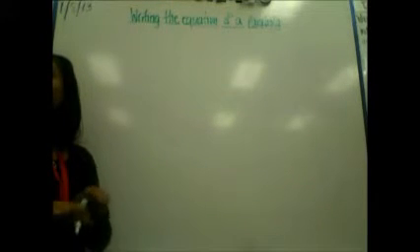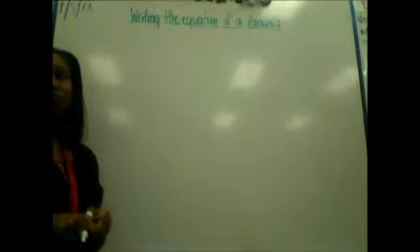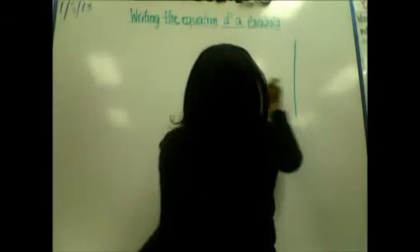Today you are going to learn how to write the equation of a parabola when they give you the picture. So turn to your books to page 253 and look at example 2. The parabola that they give you has a vertex at 3, 4.